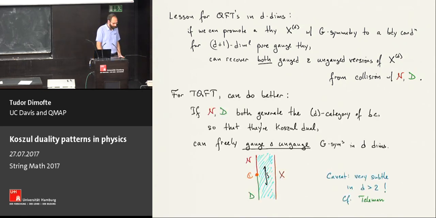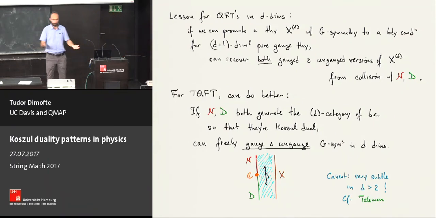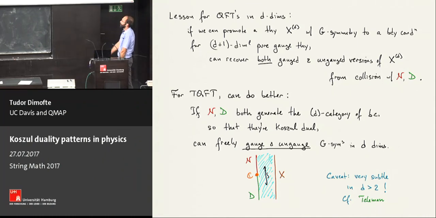In a topological quantum field theory, one can do much better. In particular, one can undo the sandwich. So if Neumann and Dirichlet are these special kinds of boundary conditions that generate the entire category, in particular, if they're categorically dual, then we can start passing freely back and forth between gauged and ungauged versions of the d-dimensional QFT. At least that is the picture in principle. I should say that actually implementing this in practice in dimensions greater than 2 is very subtle.